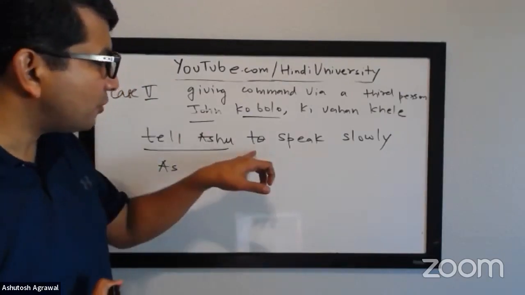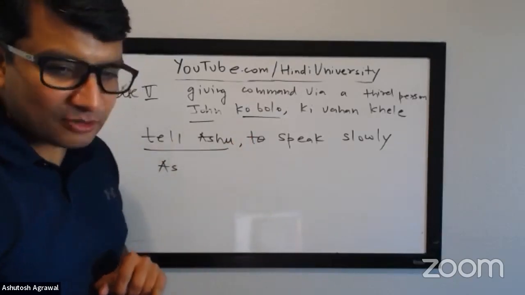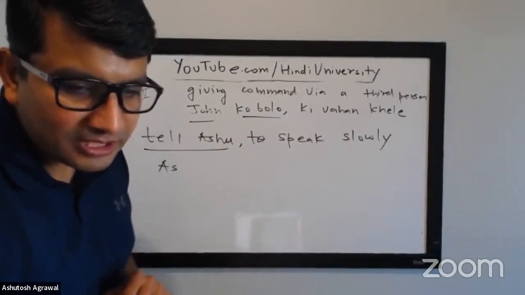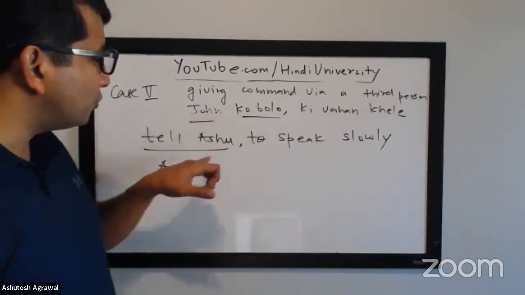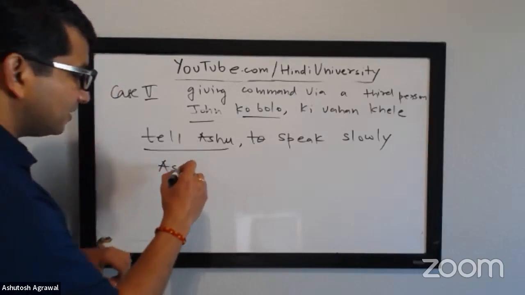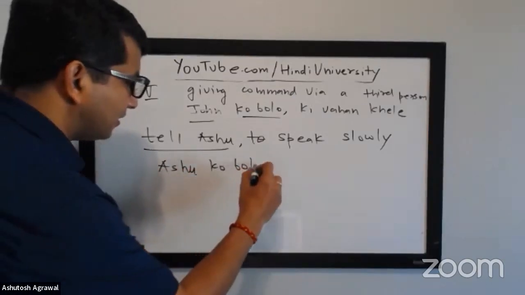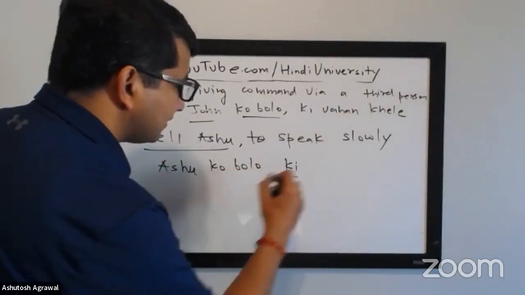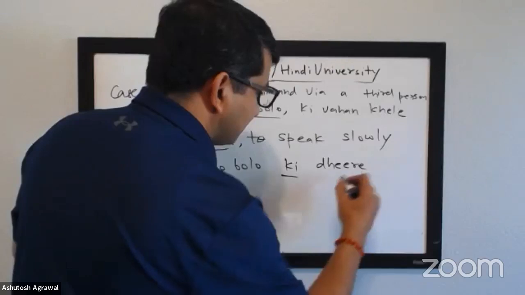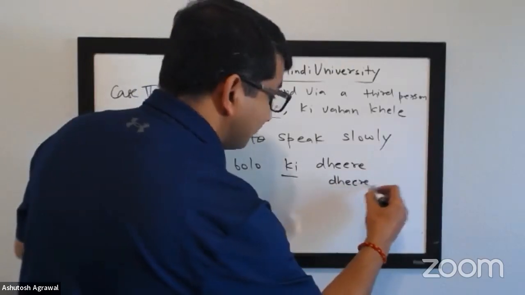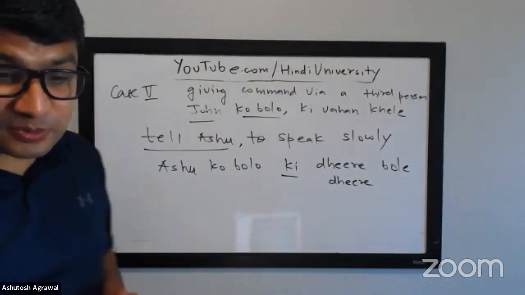No. So you are just telling this to, let's say, Kelly, or let's say you are telling this to Sunita ji. Tell them to speak slowly. So just like "John ko bolo", you would say, Ashu ko bolo ki dheere dheere bole. Very good. आशु को बोलो कि धीरे धीरे बोले.